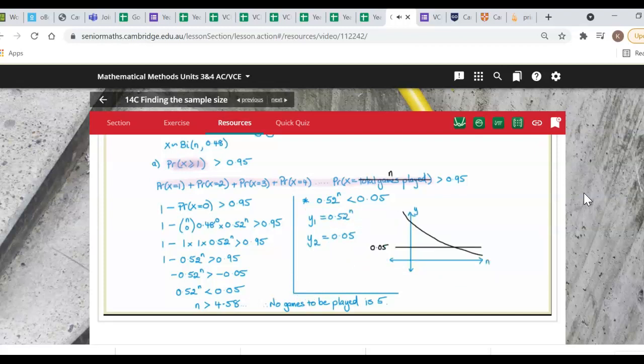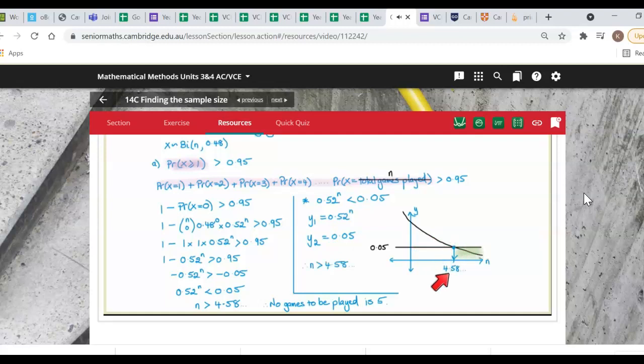Another effective strategy that you can use is to plot the left-hand side and the right-hand side of this equation onto your graphics calculator. So you can see here that I've got my exponential 0.52 to the power of n coming through there, and my horizontal line at 0.05. Now we're looking for the region where 0.52 to the power of n is less than this horizontal line. So we want to look at the point where this curved line drops below the horizontal line, and you can see I've highlighted that in there.